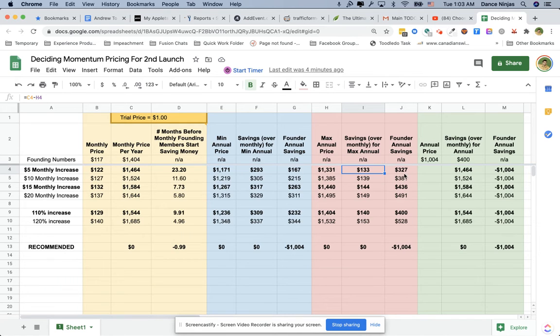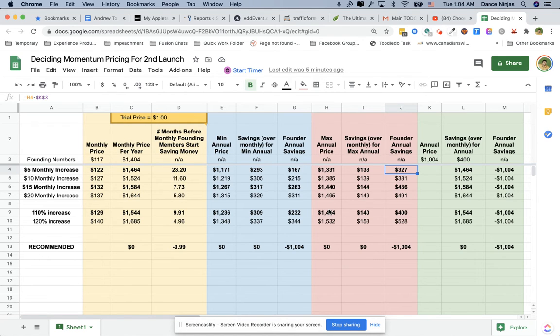That said, the more you raise the annual price, the bigger the savings that the founding members get, right? So if you look here, a founding member only had to pay $1,004, whereas this person's paying $171 per month, right? So the founding member is actually saving $167 per year, which is okay. But in this scenario, the founding member is saving $327 over someone who's paying this.